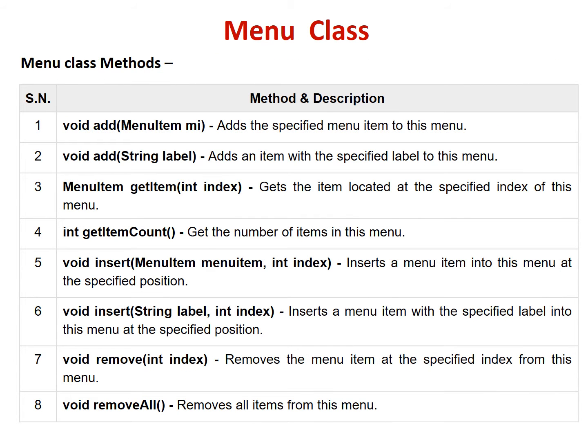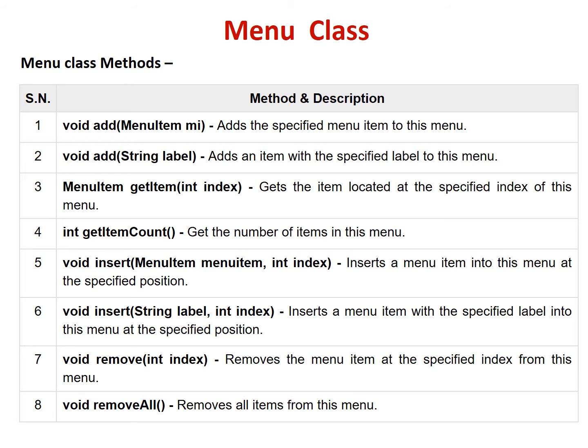Following are some of the methods from the menu class. The method add, which adds the specified menu atom to the menu. The second method add, which adds the atom with the specified label to the menu. Then next is getItem. This method gets the atom located at the specified index of the menu. Next is getItemCount, which gives the number of atoms in the menu.